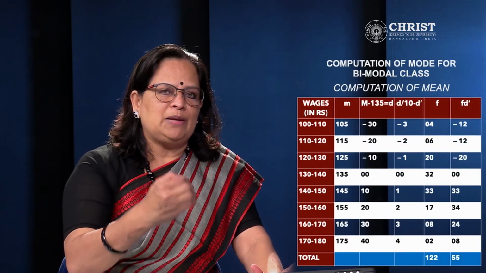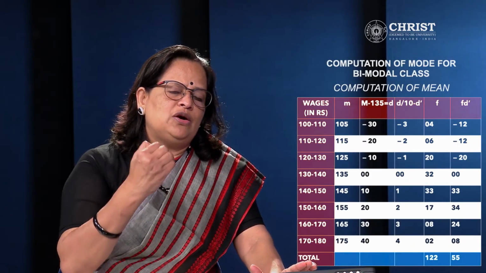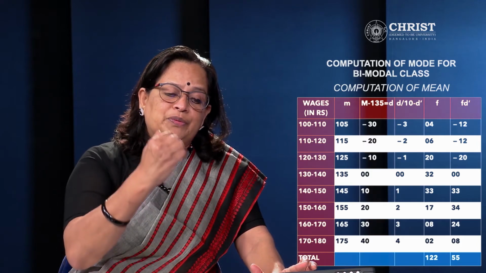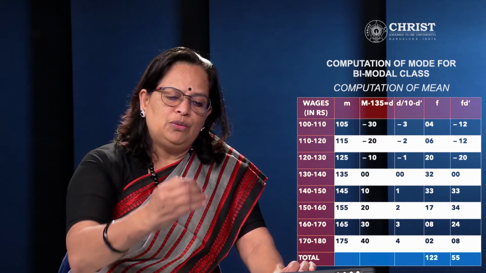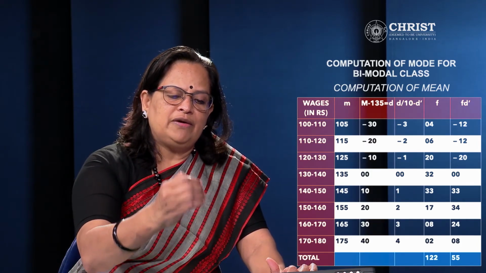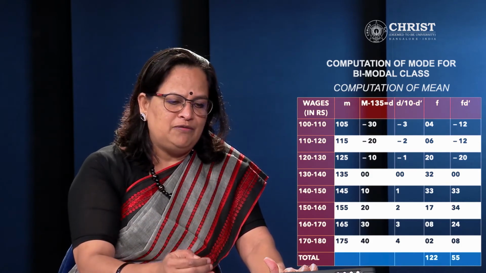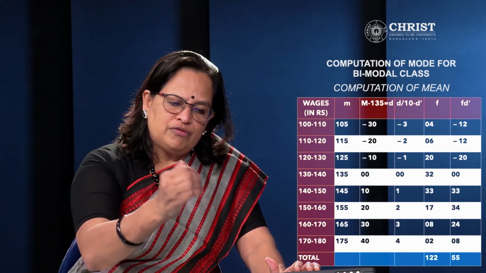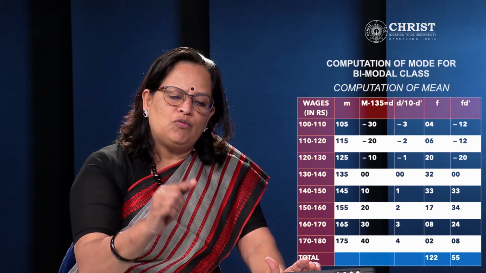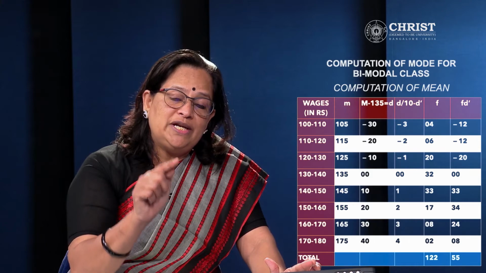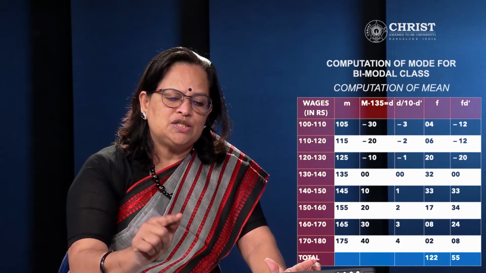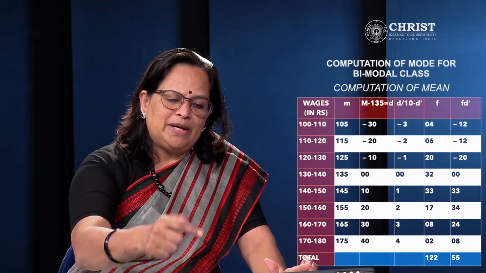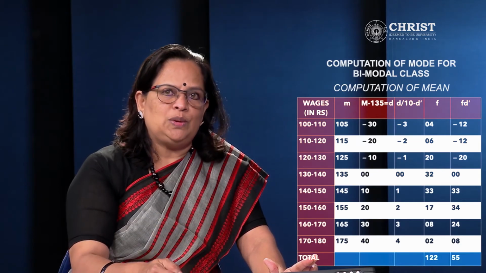Now you have to calculate the mean also. For the mean, you write wages and mid values. Computation of median for a continuous series, the mean is based on mid values. So we write the mid values 105, 115, like that. Next is mid value minus one assumed mean from the mid values. We have taken 135, so that will give you the deviations. We represent it as small d. The values are minus 30, minus 20, like that.